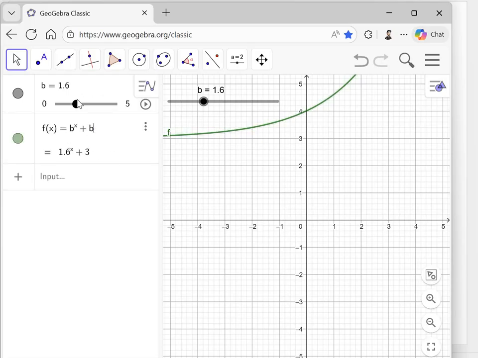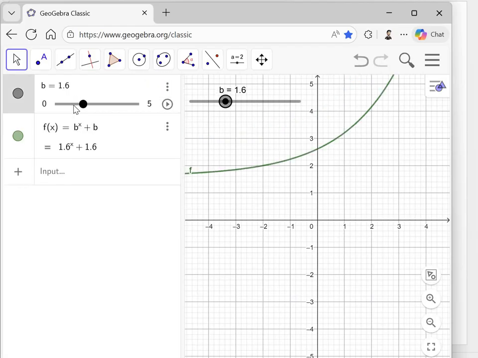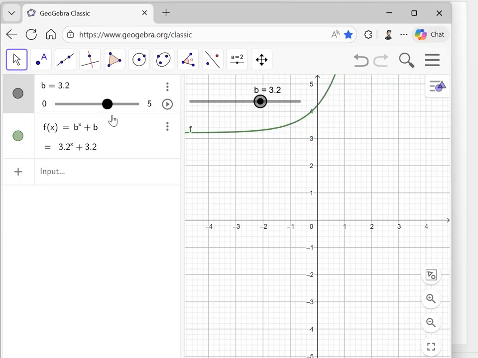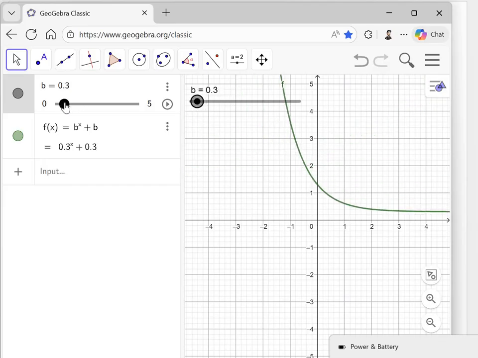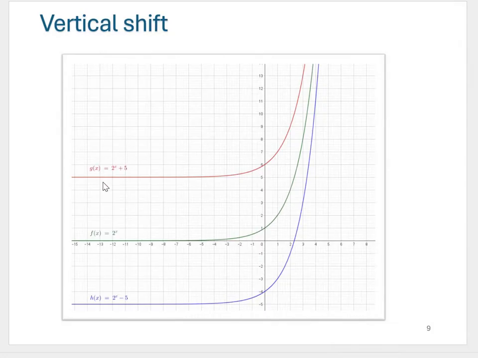So when we add a constant to that function, the value increases. You can see, if I move that value slowly, that the function is moving upward. So that means the graph will move up and down when we change the value by adding something. So that means it is the vertical shift. Okay. So look at the graph.